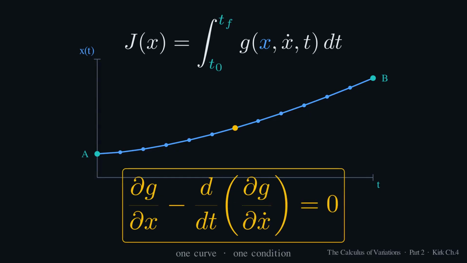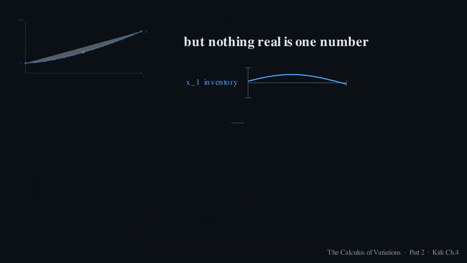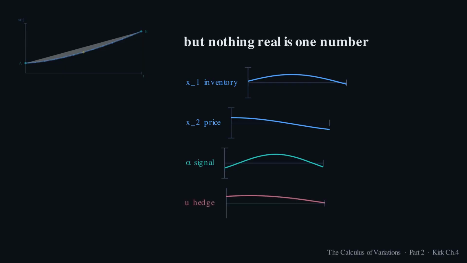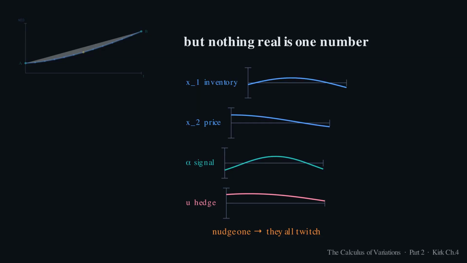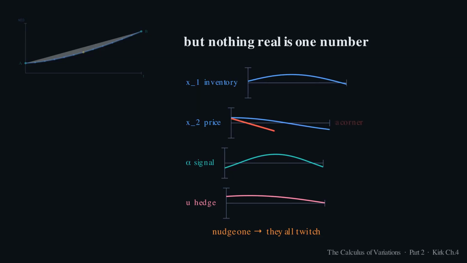But nothing real is one number. A market maker doesn't just track inventory. There's the price, a signal, a hedge. A spacecraft has position and velocity in three axes. The true state is a whole vector of functions evolving together.